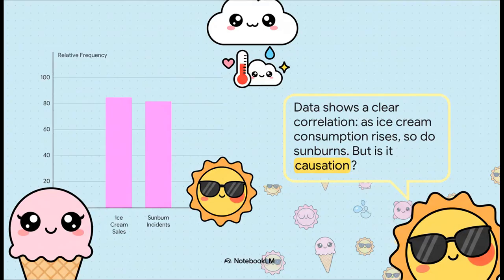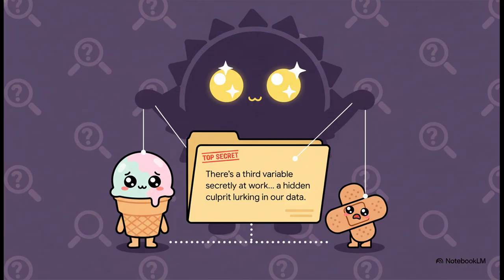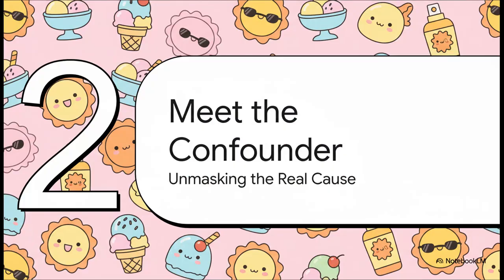If you just glance at the data, you'd see a super clear pattern. When ice cream sales go up, boom, sunburn incidents go up too. The numbers line up almost perfectly. But is that the whole story? This is where the plot really thickens. The data is definitely showing us a connection, but it's not what we think. There's something else, a third variable, working in the shadows, a hidden culprit in our data that's really pulling all the strings. All right, let's move on and finally unmask this culprit.